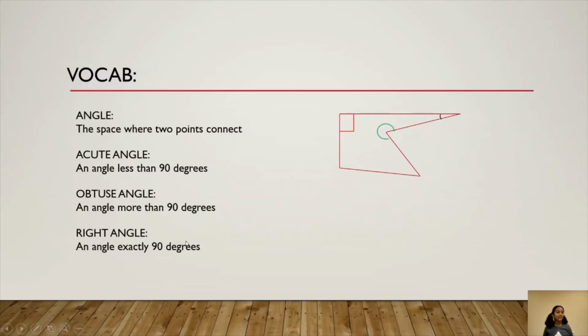Finally, we have a right angle, which is right in the middle of an acute and obtuse angle. An angle exactly 90 degrees. And it is marked with a rectangle like over here. And as you can see, this is exactly 90 degrees. So now I think you got the vocab. Now let's move on to the first word problem.